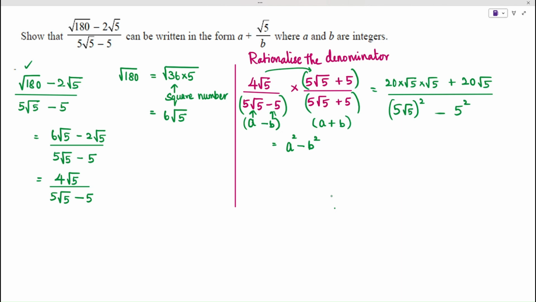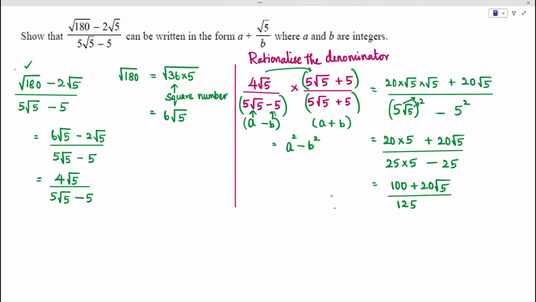This can be simplified further as 20 times 5 plus 20 root 5 over, and so we square our 5 root 5, so we get 25 times 5, which is our root 5 squared, minus 25. That is equal to 100 plus 20 root 5 over 125 minus 25, which is 100 plus 20 root 5 over 100.